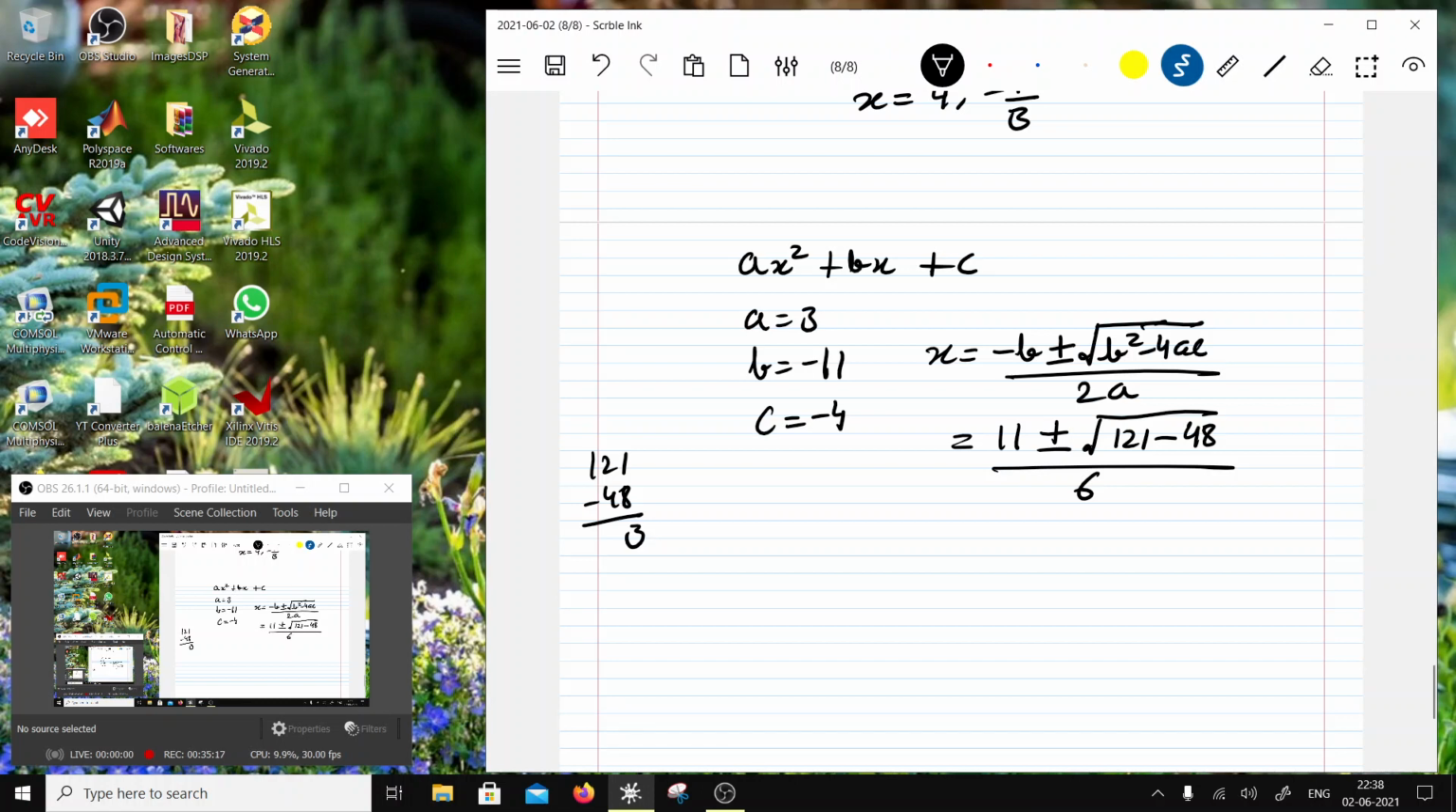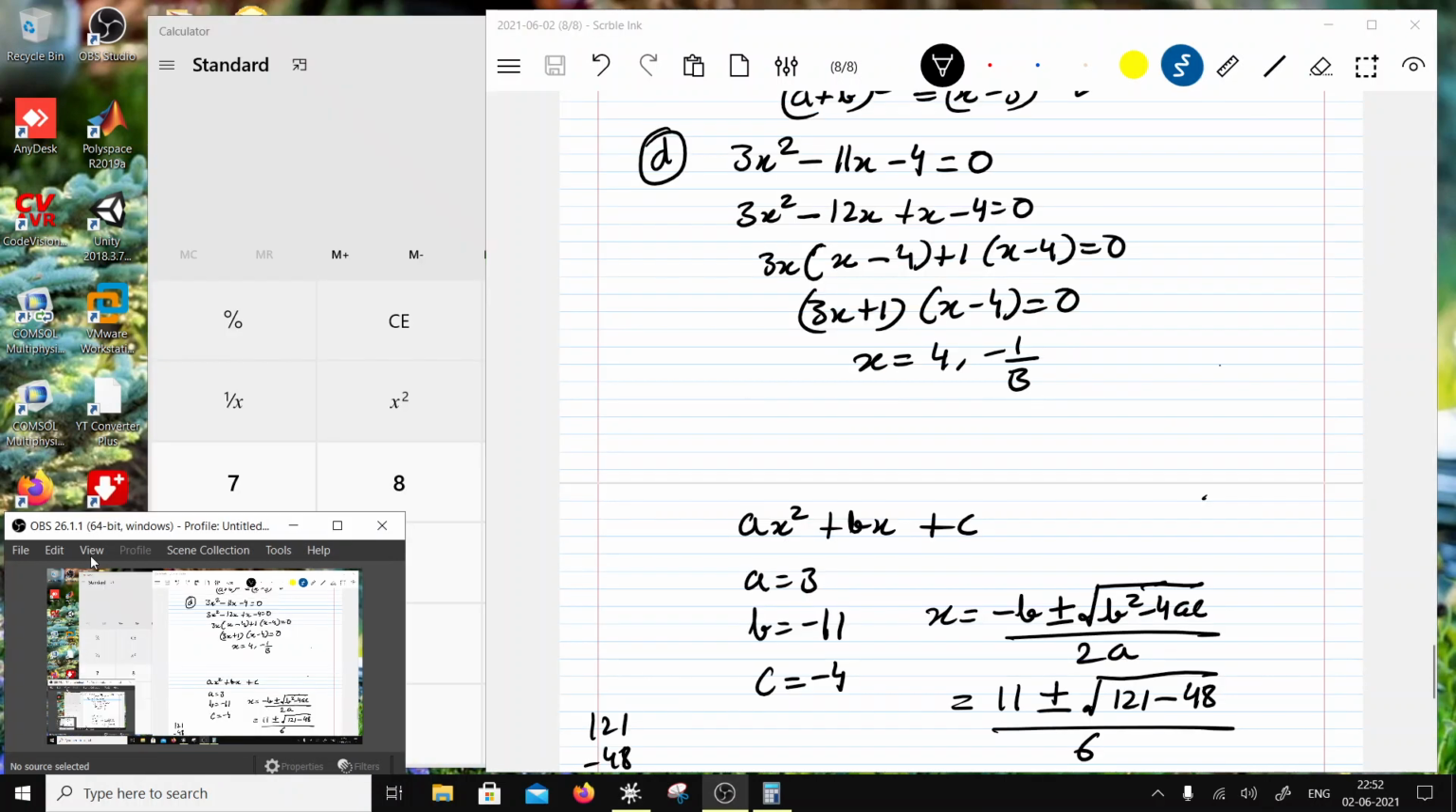And then this will be 11, 4, 7, 73. So this doesn't look right. Where did I do a mistake? Okay, sorry about the mix-up. Okay, so 4ac. So minus 4ac would be plus 48, right?